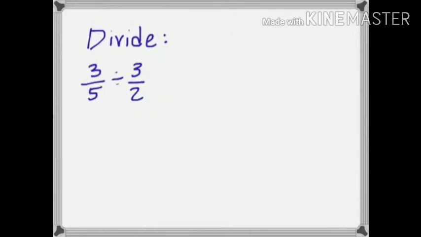All right, here's another example. 3/5 divided by 3/2. Okay, so to divide fractions, you leave the first fraction, change it to a multiplication problem, and then change the second fraction to its reciprocal. So the reciprocal of 3/2 is the fraction that you get when you just flip the numerator and denominator, so that would be 2/3.